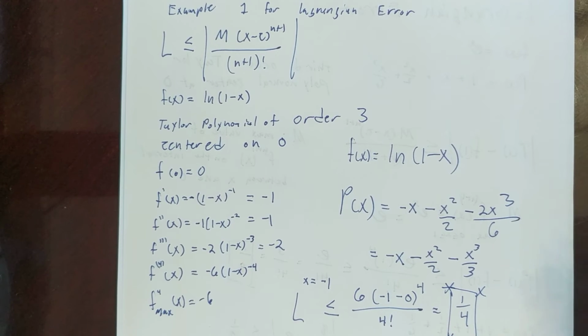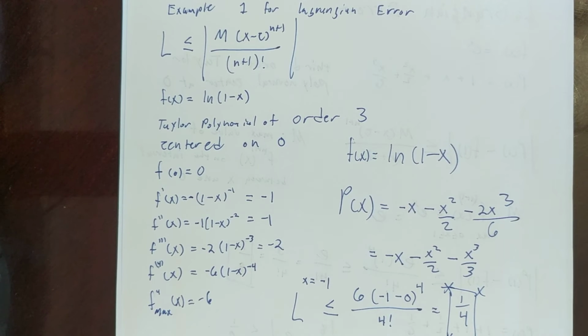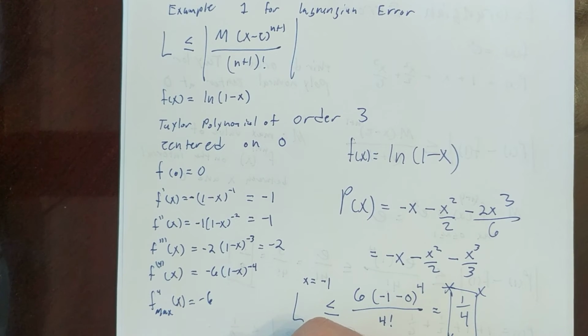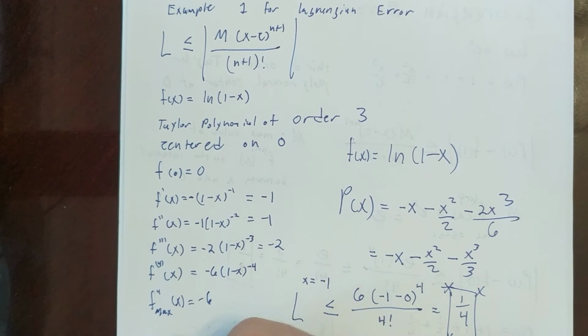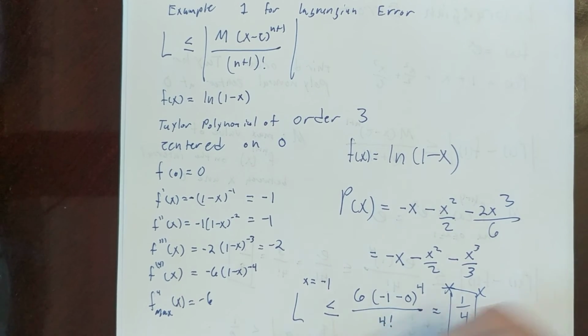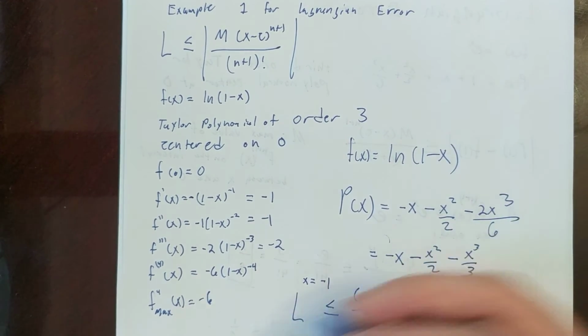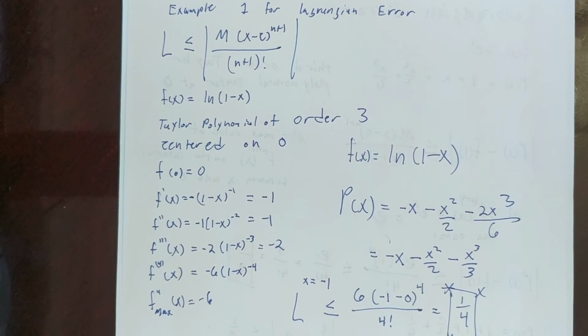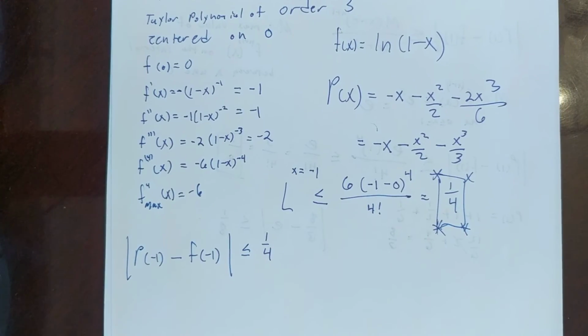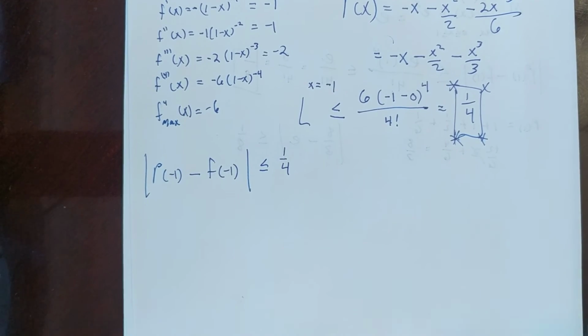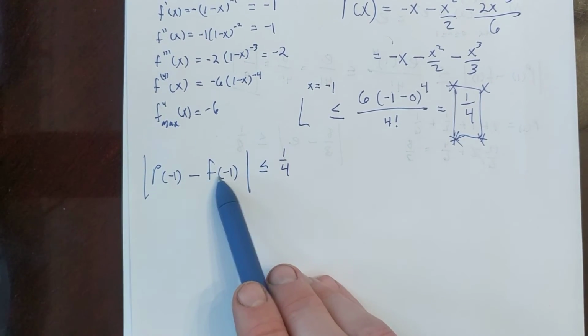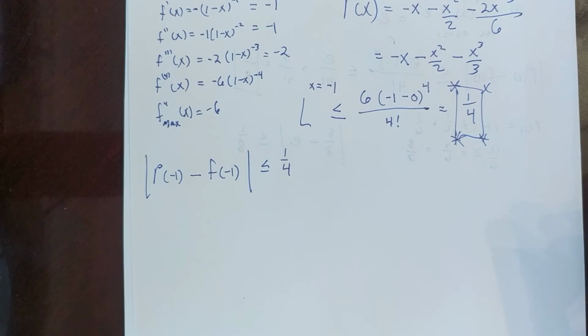Let me go and run and get my calculator really fast to prove this to you. But basically what we're saying is that p of negative 1 minus f of negative 1 must be less than or equal to 1/4. Plugging in negative 1 here gives me negative 1, negative 1. Oh, am I off the screen again? I am. I'm sorry about that. There we go. P of negative 1 minus f of negative 1 has to be less than or equal to 1/4.